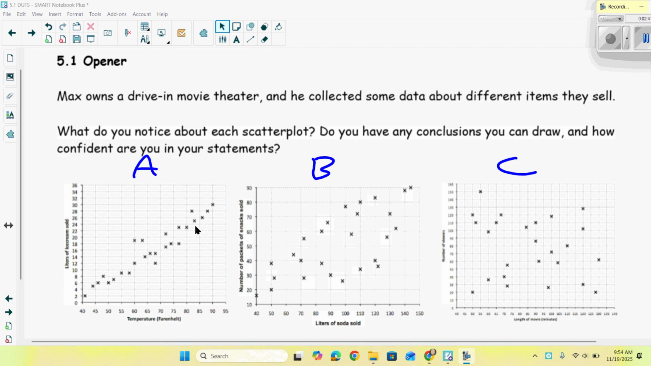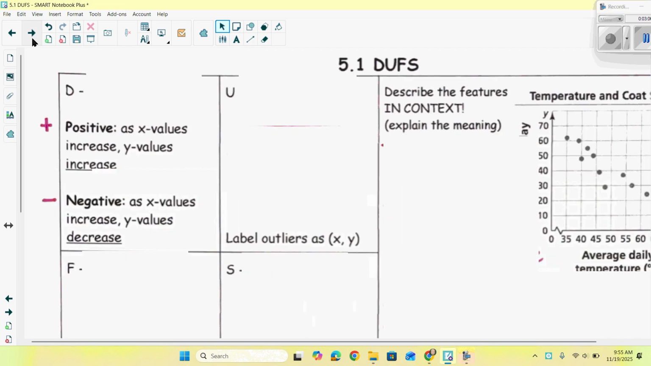So a pretty strong correlation: we might be able to trust our predictions for how much ice cream we buy based on temperature for the forecast. Here we're less confident, so maybe more moderate. And finally, we really can't draw much of a conclusion in terms of the correlation for this last graph. All right, a lot of talking.